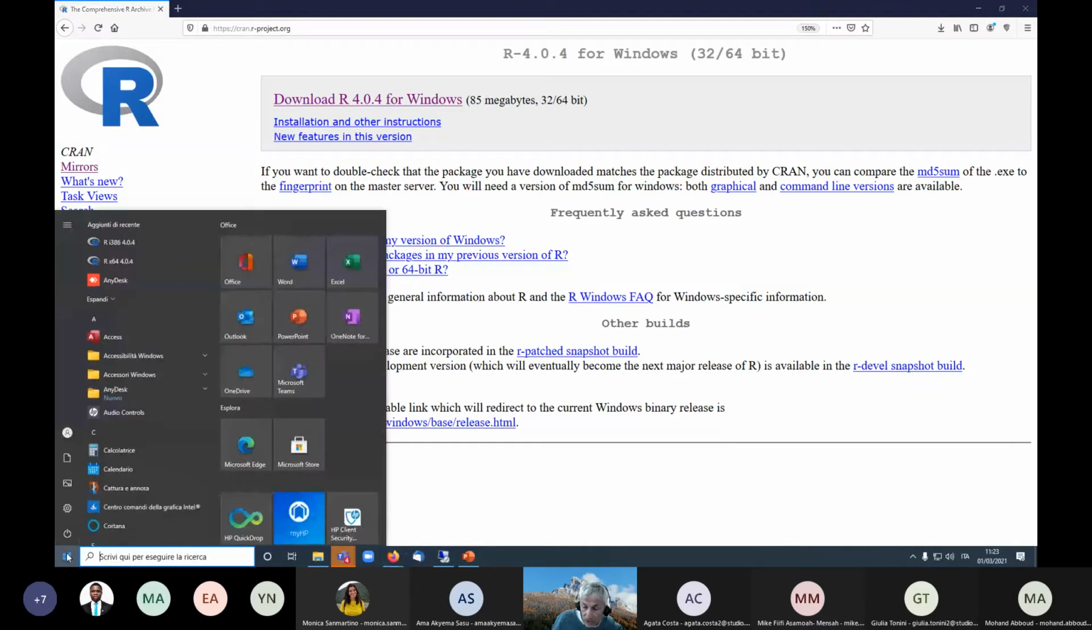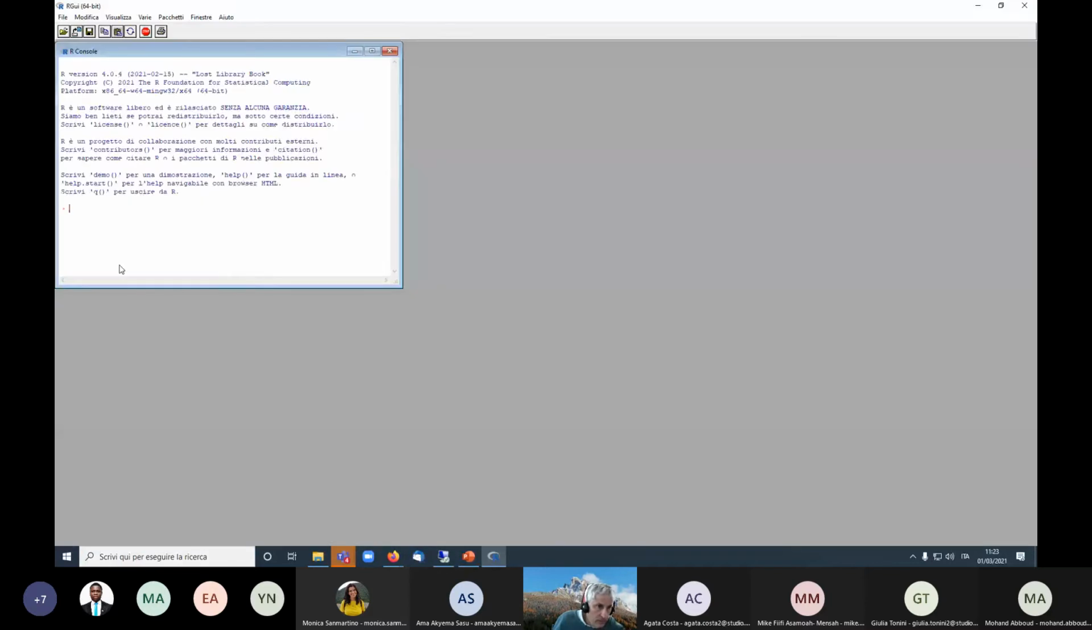I go on the task selections button. Let me see if, yeah, now you can see it. And I should find here R. You see that there is recently added R with two icons. I select the 64 bits one. And here I am, just let's wait. Okay, here I am.